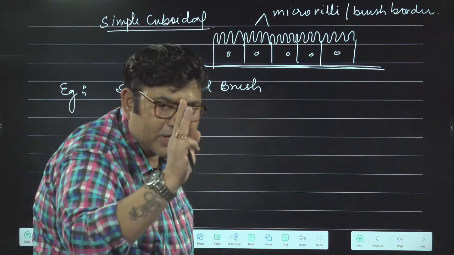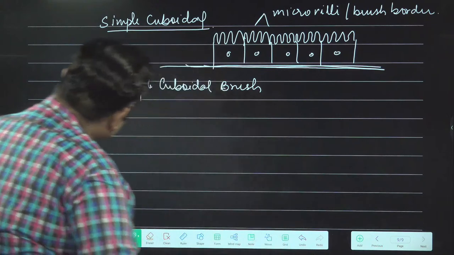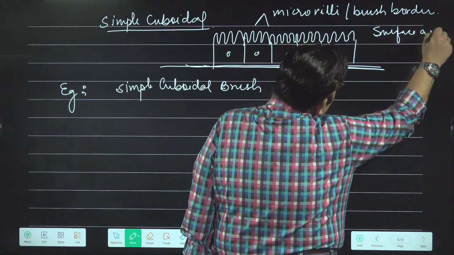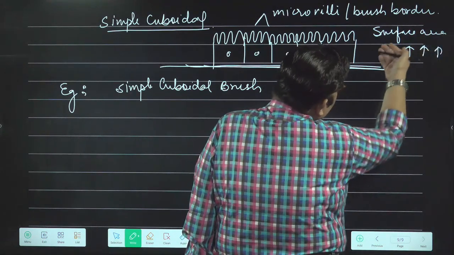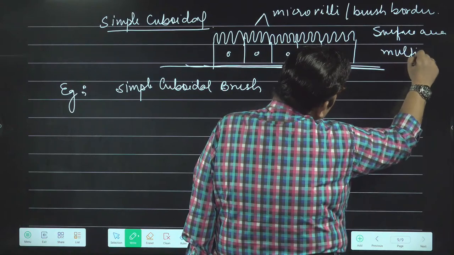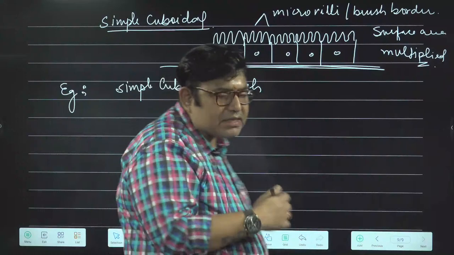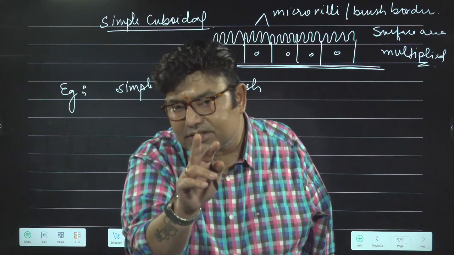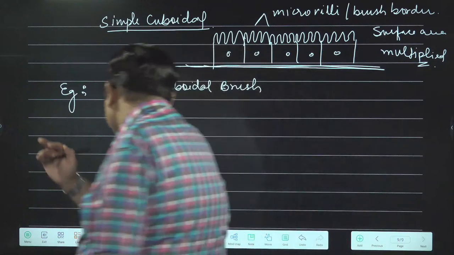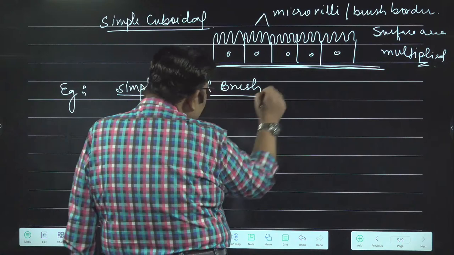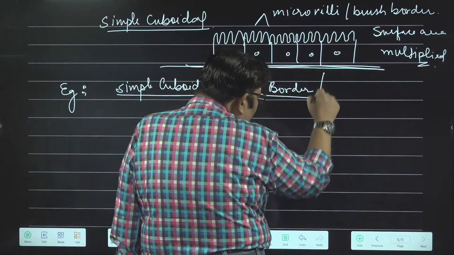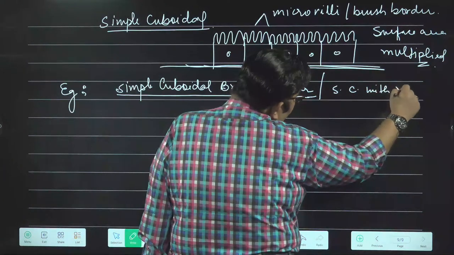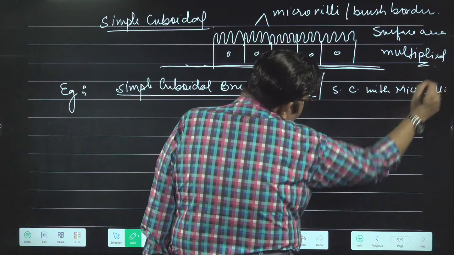Simple cuboidal brush border. Now, what is the advantage of brush border? The advantage of brush border is that the surface area is actually multiplied. It becomes too much. And therefore, this becomes ideal for any exchange or diffusion. You understand? So, simple cuboidal brush border, you can say simple cuboidal with microvilli. Both are the same.